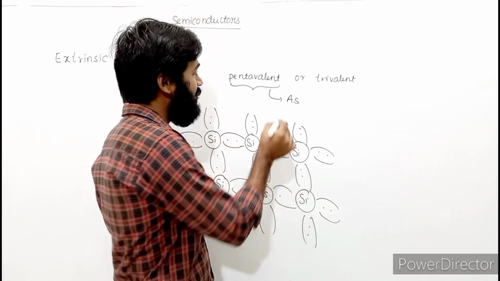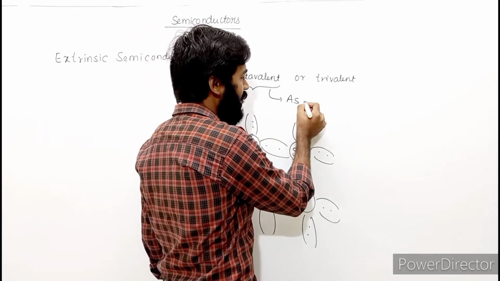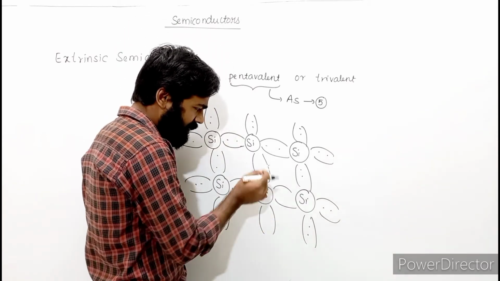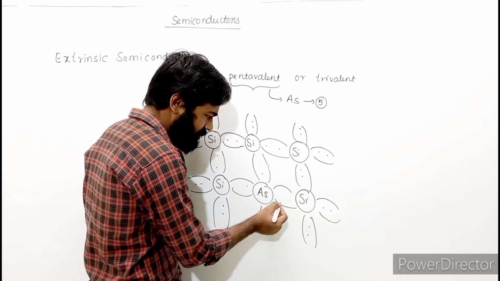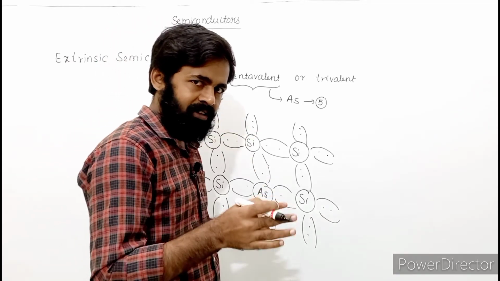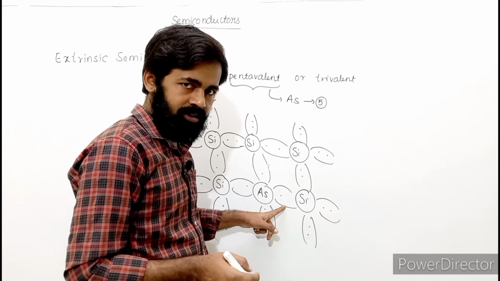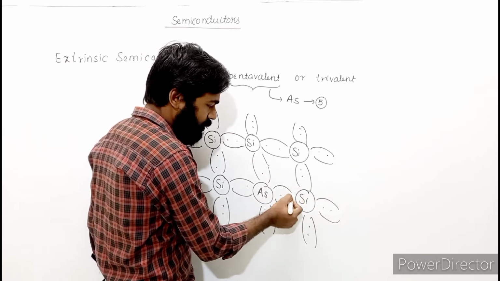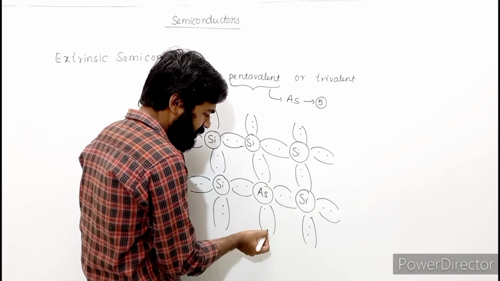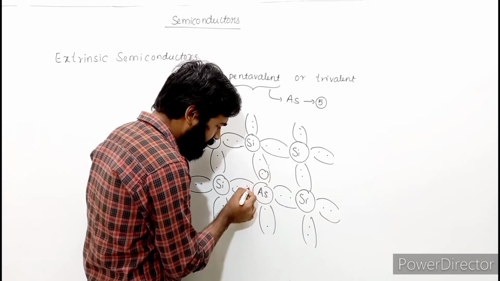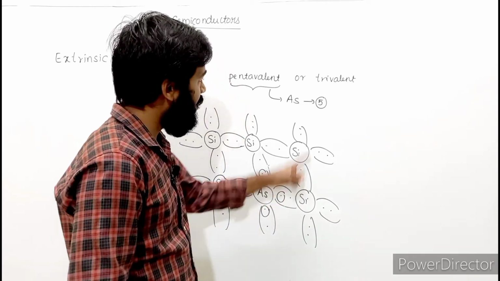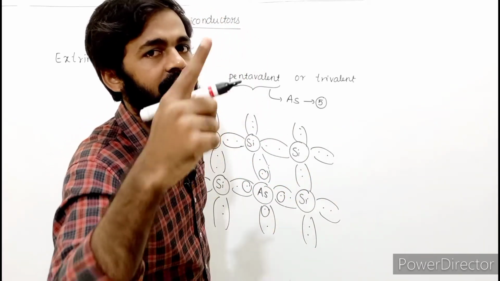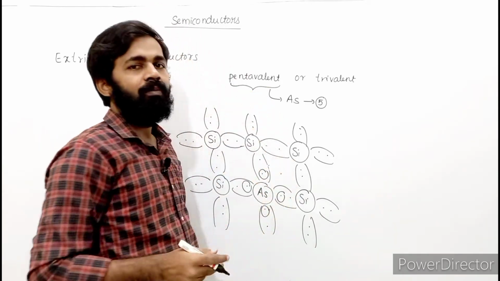As I told, arsenic is pentavalent. It means it has 5 electrons in the outermost shell, right? Now what it does is, it shares 4 electrons, but actually it has how many? 5. So what happens? This silicon will give 1 electron, this one will give 1, this will give 1, this will give 1. Actually these 4 electrons belong to arsenic, but where is that one more electron? That one more electron will escape into the conduction band. Okay, this electron will become free.